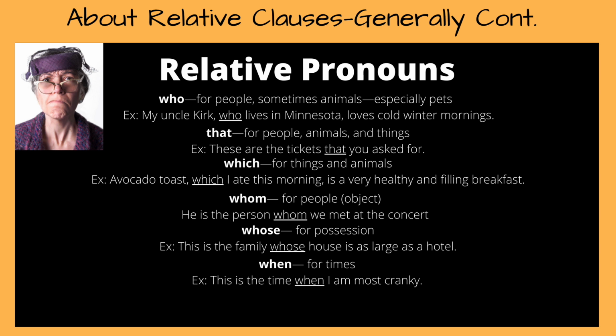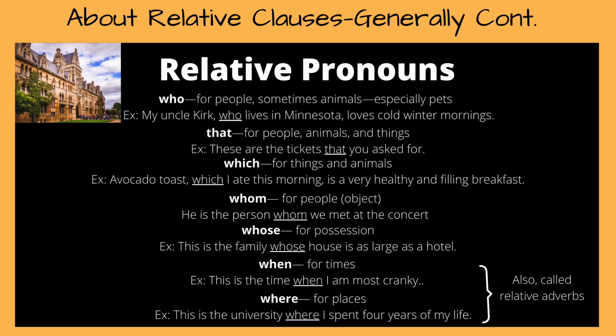When is for times. This is the time of day when I am most cranky. Where is for places. This is the university where I spent 4 years of my life. And I'd also like to point out that when and where are technically called relative adverbs, but in many textbooks they are grouped as relative pronouns, because grouping them as relative pronouns sort of makes this concept easier to teach and easier to learn.